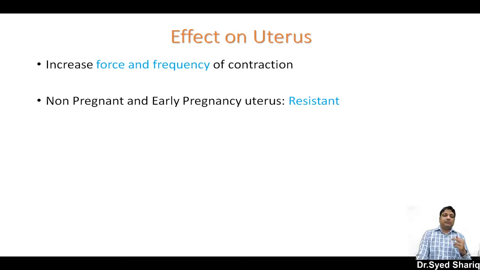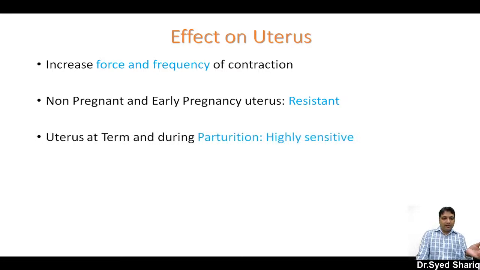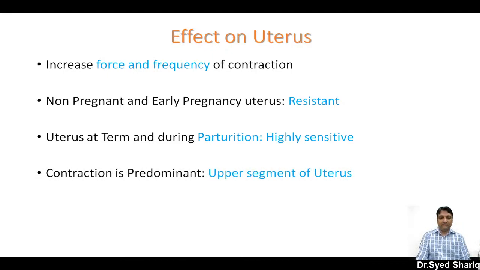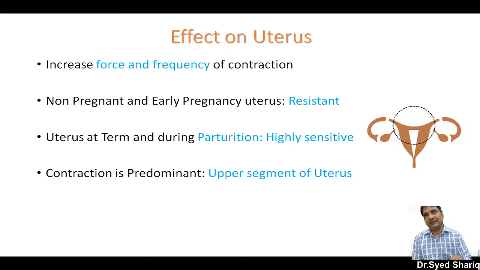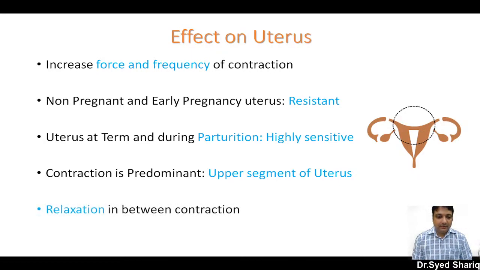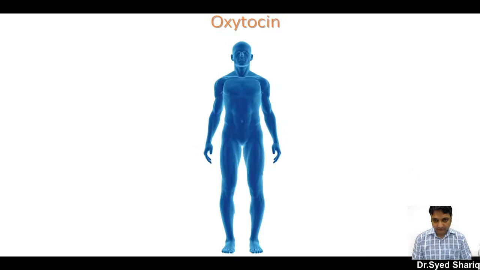Now, as I told you earlier, the non-pregnant and early pregnancy uterus is basically resistant. Why is it resistant? Because there is a lesser amount of oxytocin receptors. Then, the uterus at term and during parturition is highly sensitive because there are a lot of oxytocin receptors. The most contraction takes place in the upper part of the uterus, and this is the basic driving force of this whole parturition cycle. And of course, as I told you earlier, there is relaxation in between the contractions.